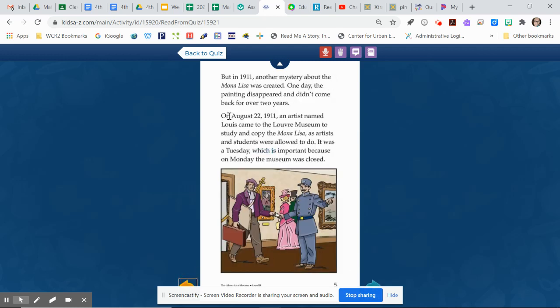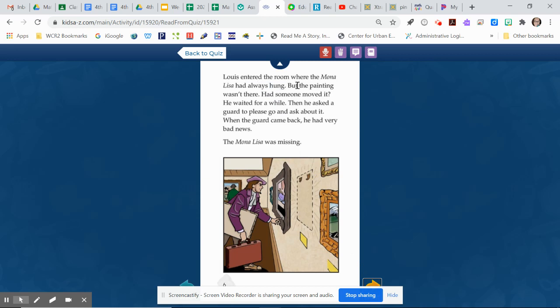So again, those key phrases like the 1911, the date is right there. So I'm going to highlight that. An artist named Louis came to the museum to study and copy the Mona Lisa. So I know that's important. That he came to the museum to study Mona Lisa. And the museum had been closed on Monday, and then when he entered the room, the painting wasn't there. So I'm going to highlight that part so you can do that.